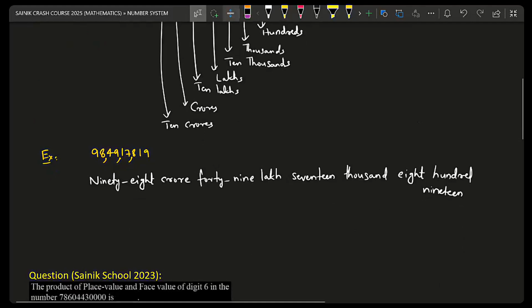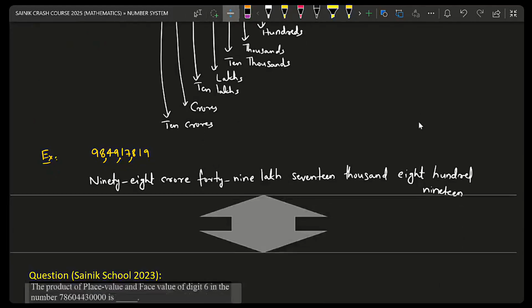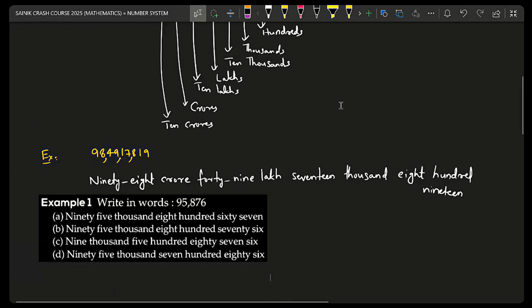And let us see some words into numbers. Which option is correctly written in words for this number? Option B, sir. Okay. 95,876. Option B is correct.